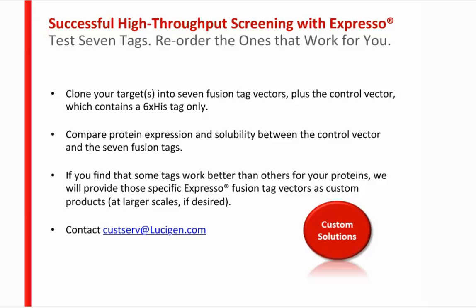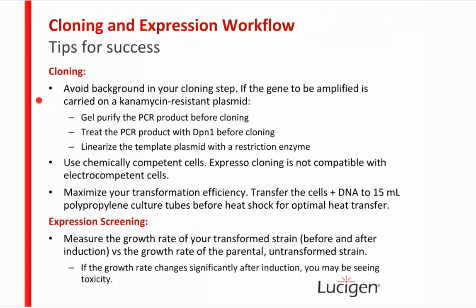And let's go over some quick tips for success here. So in the Expresso cloning workflow, remember these T-cell vectors are all kanamycin resistant. And because we don't necessarily need to gel purify the PCR product before cloning, if that gene to be amplified is carried on a kanamycin-resistant plasmid already, if that's your PCR template, you might experience some background from the transformation step. So we need to get rid of that template DNA, kanamycin-resistant DNA.